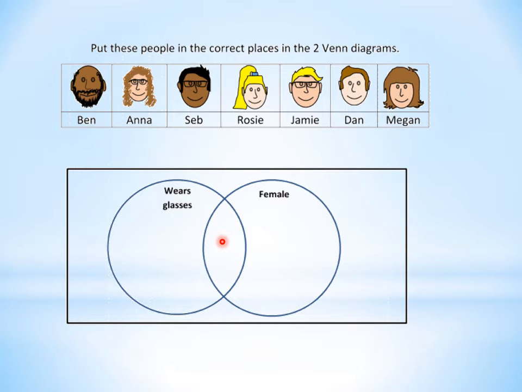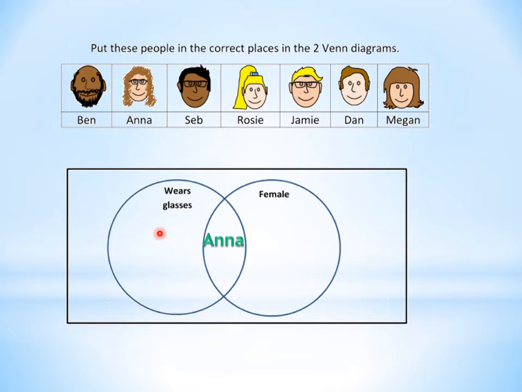Look at the pictures you have. Do I have a female that is wearing glasses? Let's look at the females. Yes, Anna is wearing glasses. Rosie is not wearing glasses and Megan is not wearing glasses. So which name goes here? Yes, Anna.